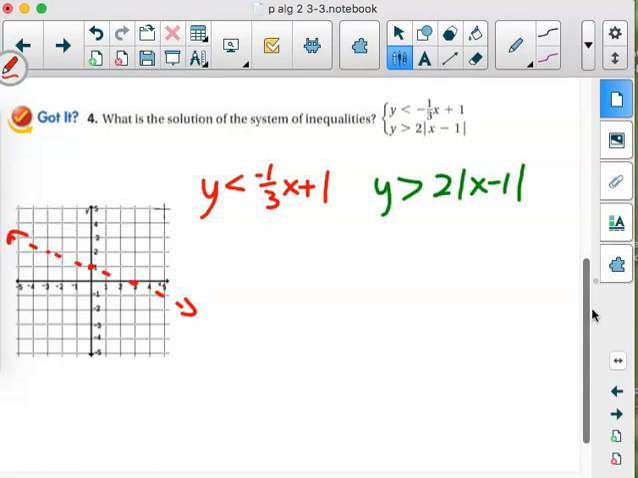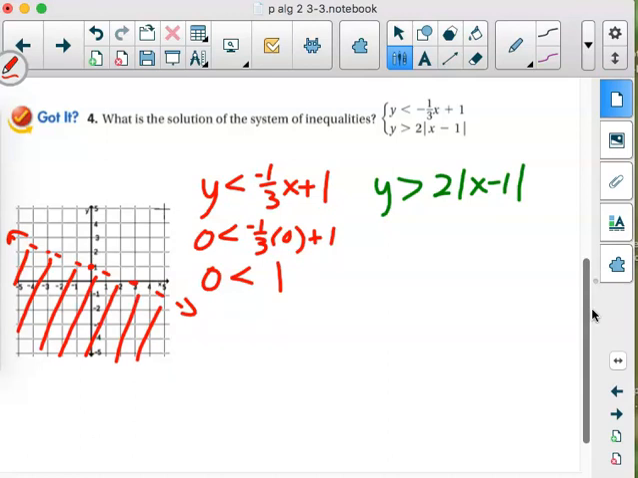And then you could either use the shortcut, which I don't particularly care for, or can we test 0, 0? Why not, right? It's not on a line. So 0 is less than negative 1/3 times 0 plus 1. 0 is less than 1. Is it? Of course it is. We're shading down here. Like so.